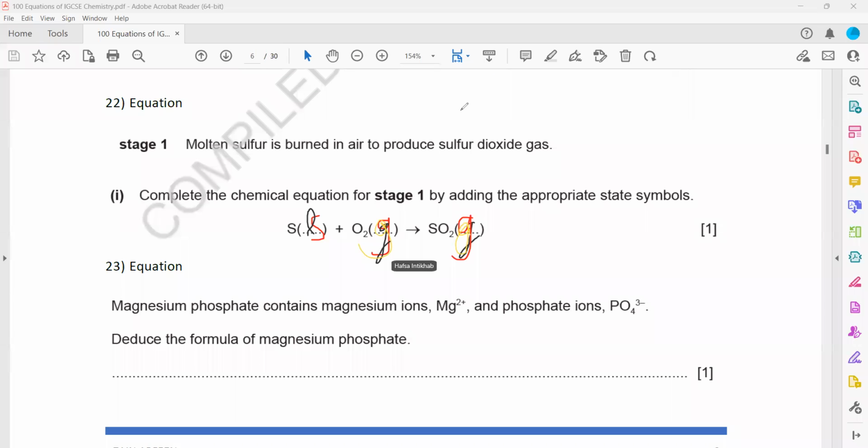When do we write the state? Usually they mention in the question to include state symbols. And normally in an ionic equation, it's better to write the state symbols.